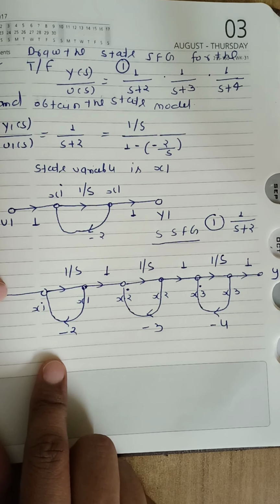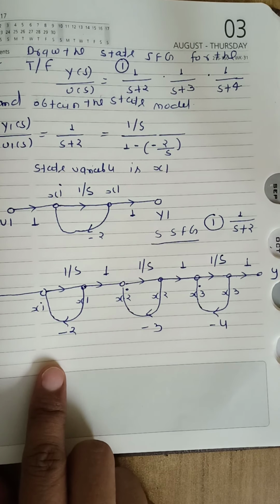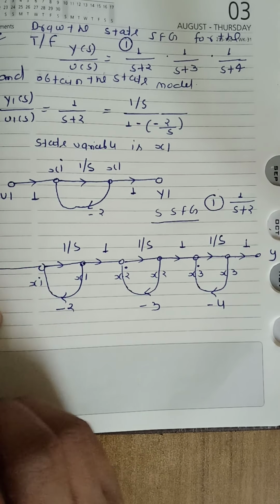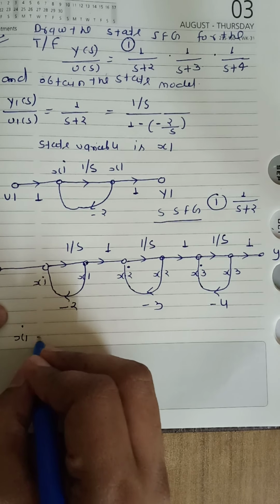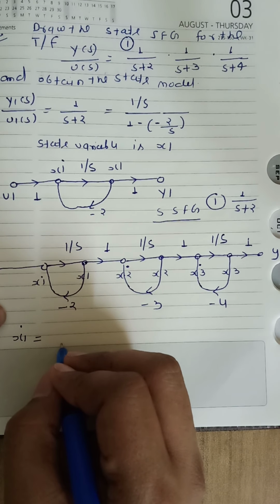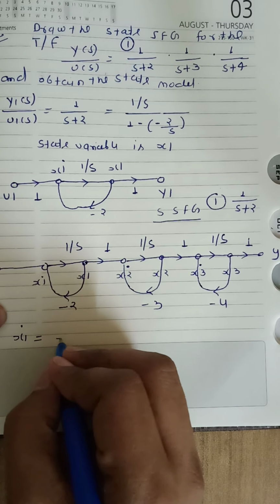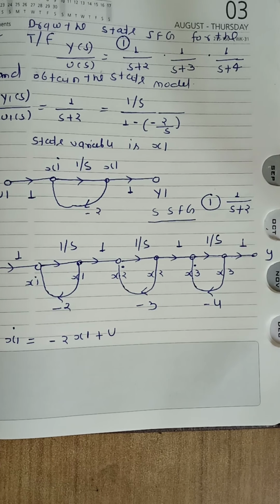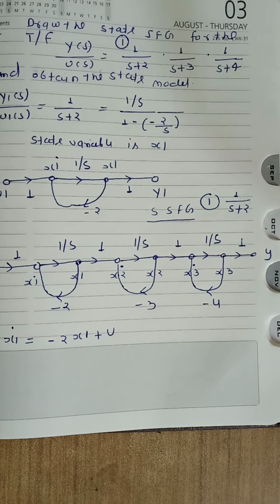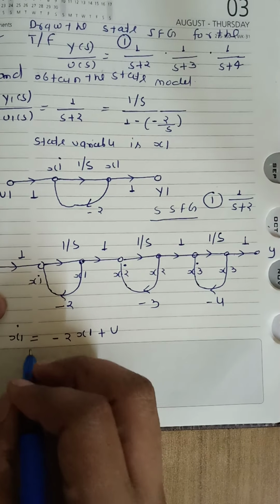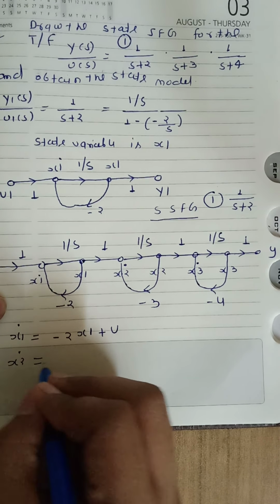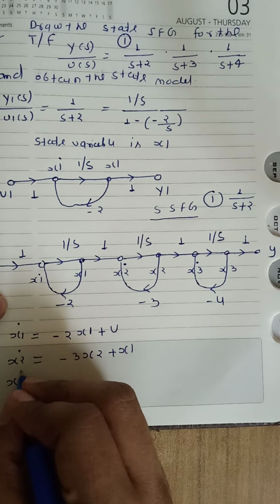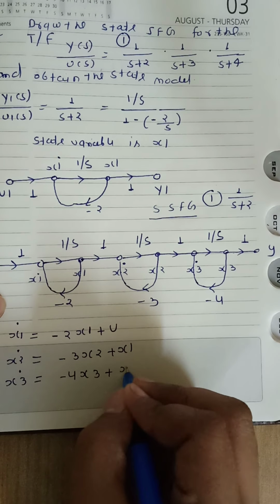With the help of state signal flow graph, we can determine the state model. Here we have three state variables. So we have three state equations. First for x1 dot. According to the diagram, we can write x1 dot equal to minus 2x1 plus u. Similarly, for x2 dot, we have minus 3x2 plus x1. Similarly, for x3 dot, we have minus 4x3 plus x2.